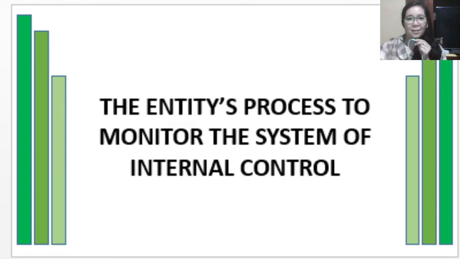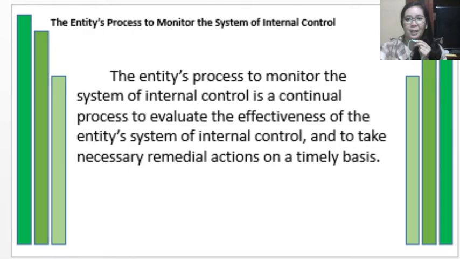Okay, so for this next video lecture, we are now in the third element of the system of internal control, which is the process to monitor the system of internal control. Here, the entity's process to monitor their system of internal control is also a continual process, just like the risk assessment process. This is done to evaluate the effectiveness of the entity's system of internal control and to take necessary remedial actions on a timely basis.